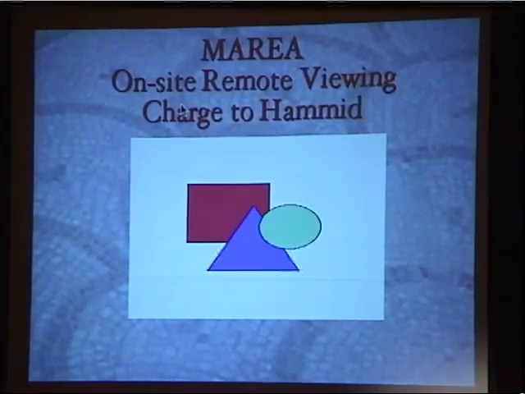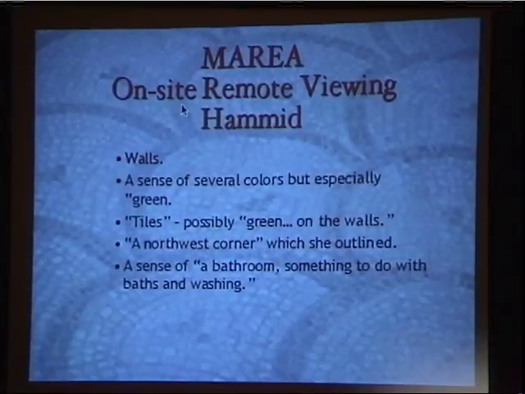We then took George away, and we brought in Hella, who by this time had signs of sunstroke and was nauseated. And so we didn't ask her to do all the walking. I just took her up into the general area where George was and said, look down under the ground, see what you see. I didn't tell her what he said. So she said, I see walls, several colors, but green, tiles, green, northwest corner she outlined.